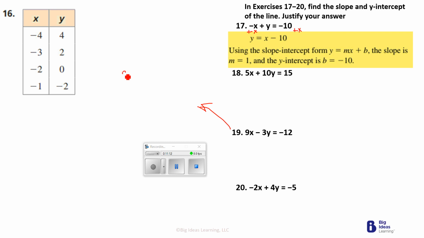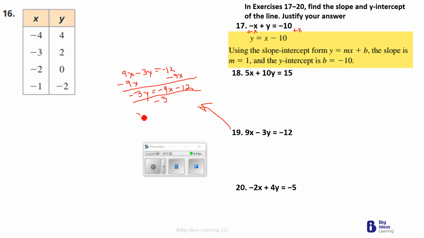First, they had 9x minus 3y equals negative 12. First, they subtracted 9x from both sides. That left them with negative 3y equals negative 9x minus 12. And remember, we want a y, not a negative y, not a negative 3. So we're going to divide everything by negative 3.